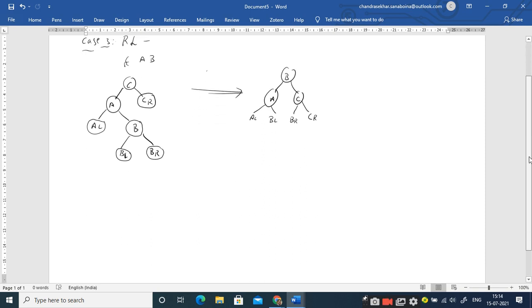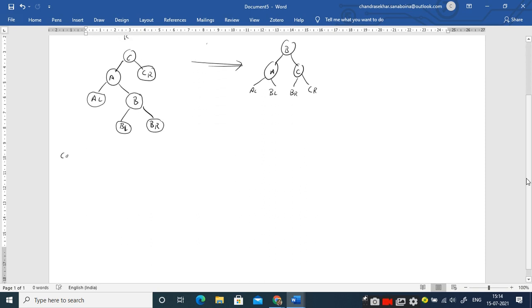So what is the other case we have? Case 4. LR imbalance, and the solution itself is the double rotation where you have to perform the LR rotations. What is the sequence we have? A, C, B. So I have A, C, B. I inserted B as the left of C, therefore I got an imbalance here, therefore it is called the LR imbalance.